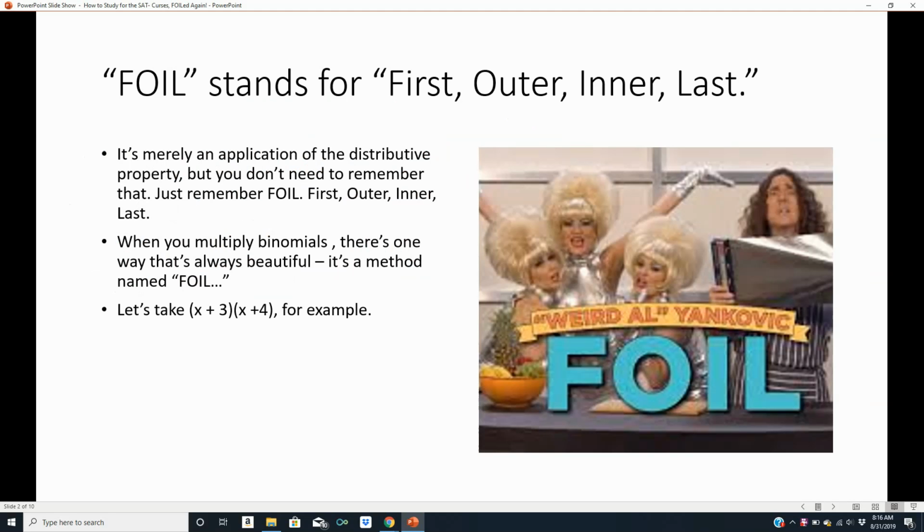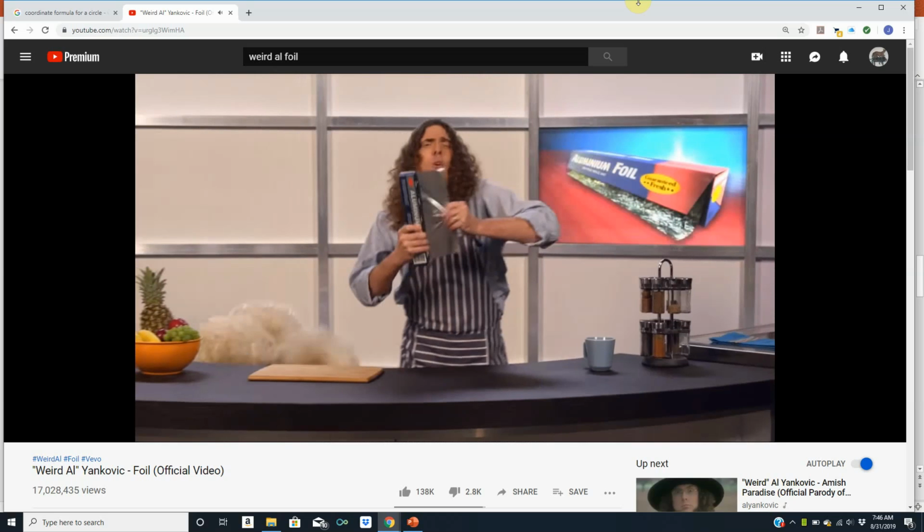When you multiply binomials, there's one way that's always beautiful. It's a method called FOIL.